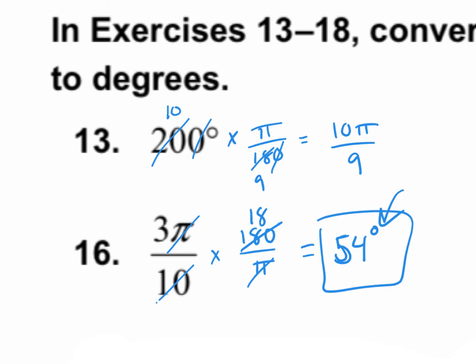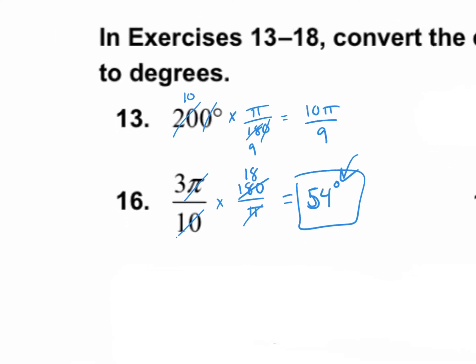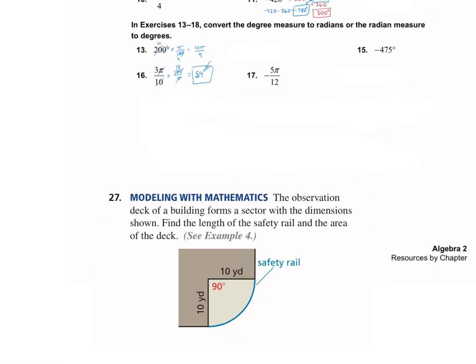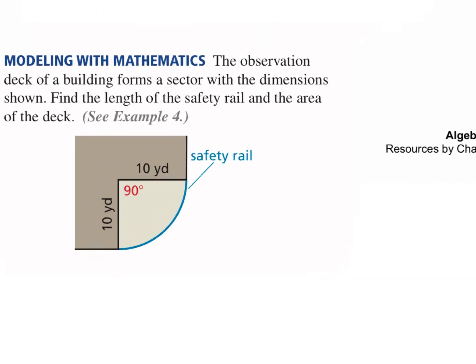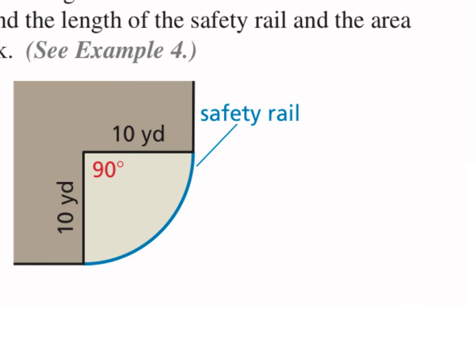Any questions? All right, 27. The observation deck of a building forms a sector with the dimensions shown. Find the length of the safety trail and the area of the deck. So first we want to find the length. What's our length formula for arc length?